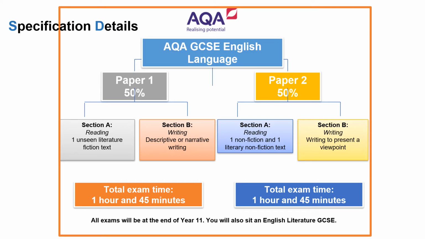Looking at the specification details, AQA GCSE English Language is split between two papers, each weighing 50%. Paper 1 is split into two sections, with section A being an unseen literature fiction text and section B descriptive or narrative writing. As for paper 2, section A is one non-fiction and one literary non-fiction text, and section B has students write to present a point of view. The total examination time for both papers is 1 hour and 45 minutes.